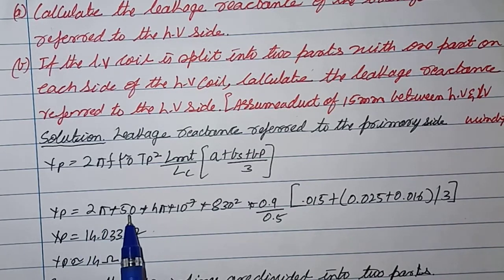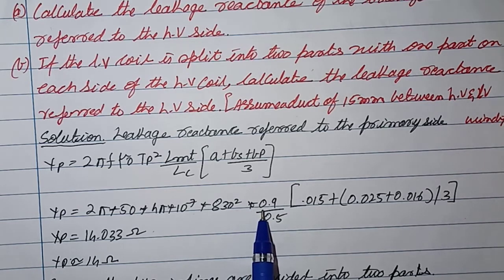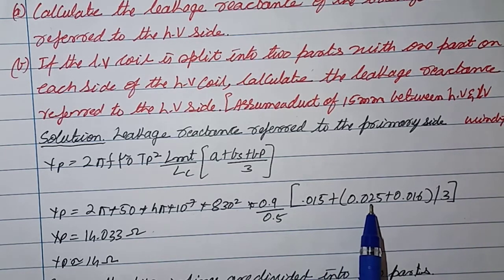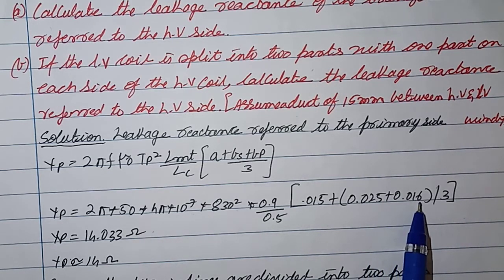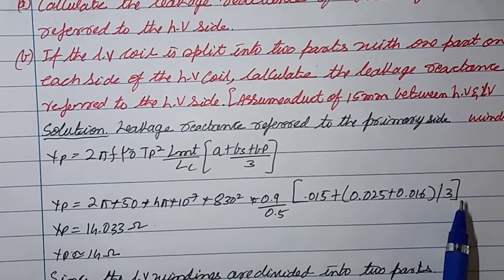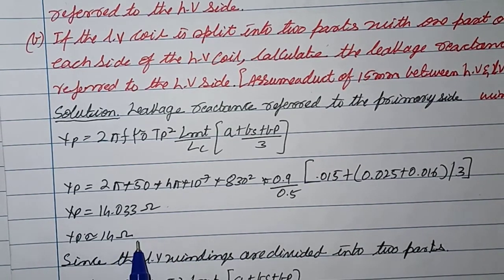So 2π × 50 Hz, then μ0 is 4π × 10^-7, then Tp is 830 squared turns, that is given, so Tp² into 0.9 by 0.5, Lmt by the axial length Lc, then the duct, which is 0.15 meter plus 0.025 plus 0.016, the bs and the bp, divided by 3. Solving this, we get Xp to be 14.033 ohm, so approximated to 14 ohm.